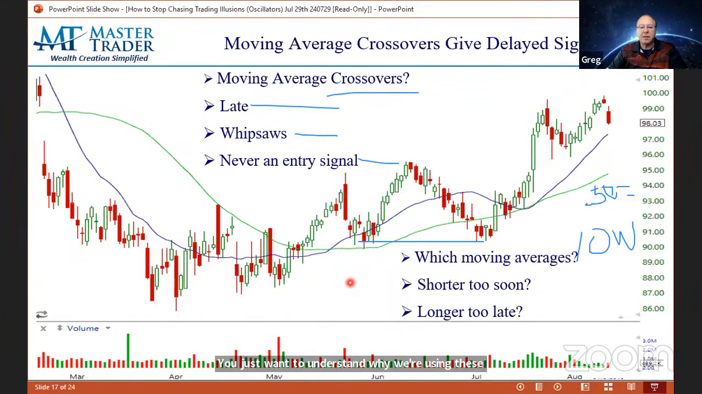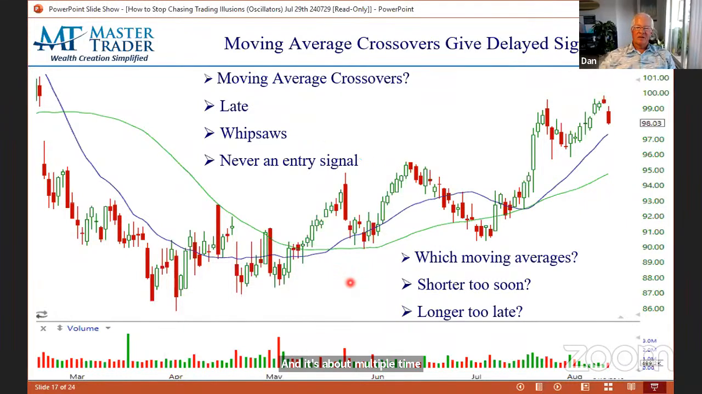So basically, you just want to understand why we're using these moving averages. There's nothing proprietary, nothing that makes them special. They're what the majority of people and institutions use in a simple format on stocks and indices. And it's about multiple time frames, period.